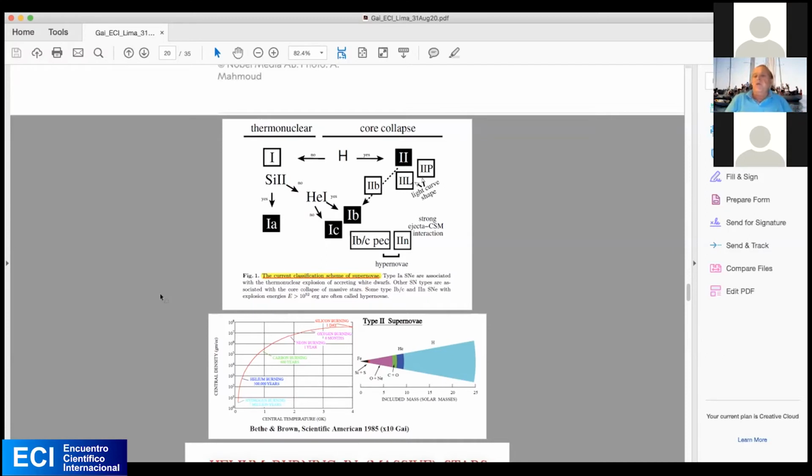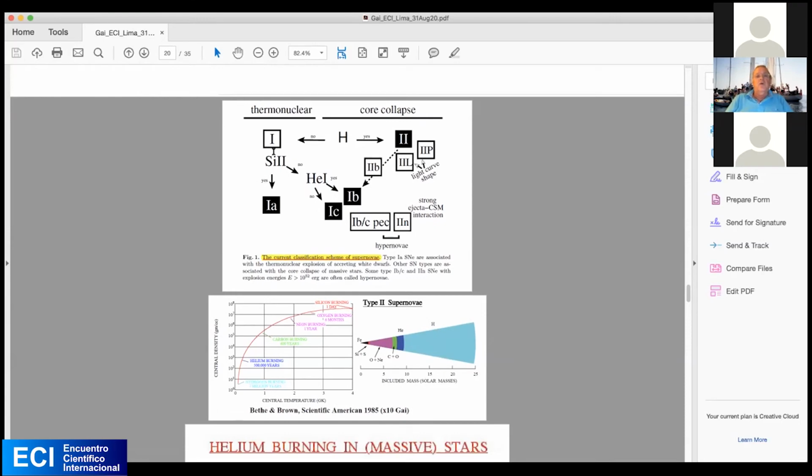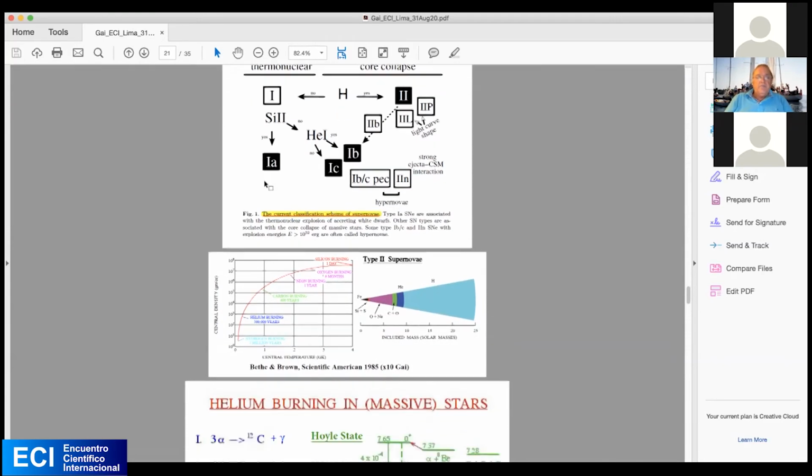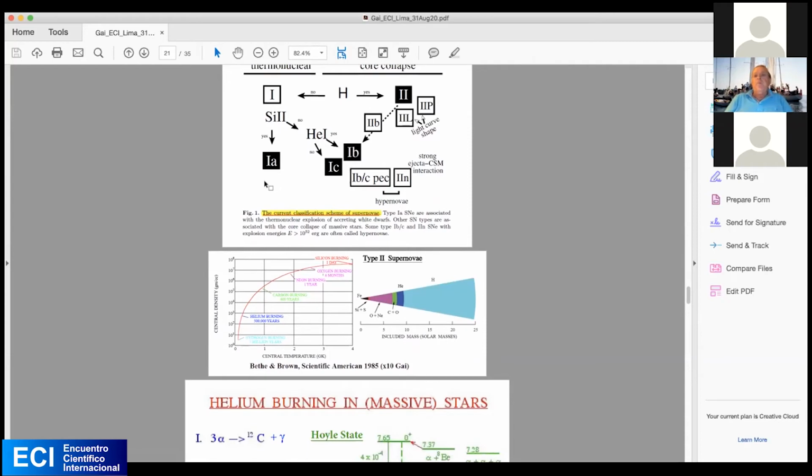Supernovae were originally classified by the absorption lines. The light that comes to us has absorption lines. So if we have no hydrogen absorption line, we call it type 1 supernova. If we see absorption lines, namely hydrogen is present, then it's type 2. Type 1a has no hydrogen line and has a silicon 2 line. Type 1a supernovae are the supernovae that we would like to study.